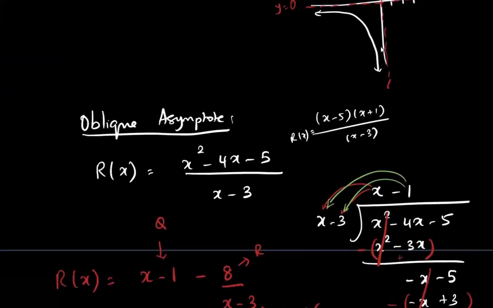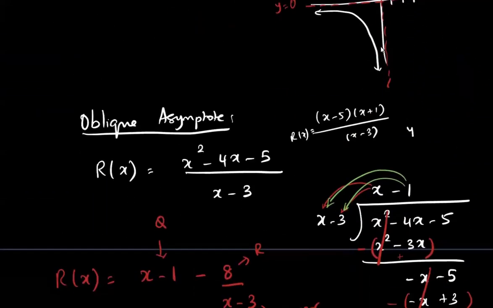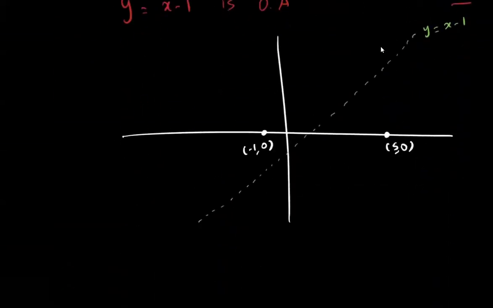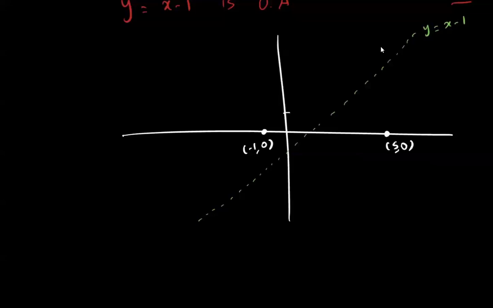Then what is the y-intercept of this? The y-intercept will be 0 minus 5 times 0 plus 1, all over 0 minus 3. So that is negative 5 times 1 over negative 3, which is 5/3. So 5/3 is the y-intercept. Where is the y-intercept? 5/3 is 1 and 2/3, isn't it? So that is somewhere here. So this is my y-intercept.